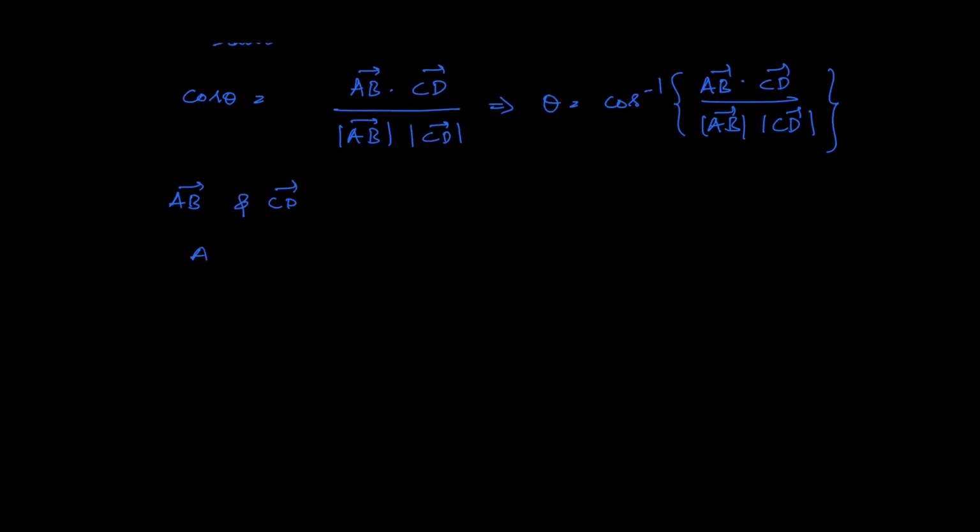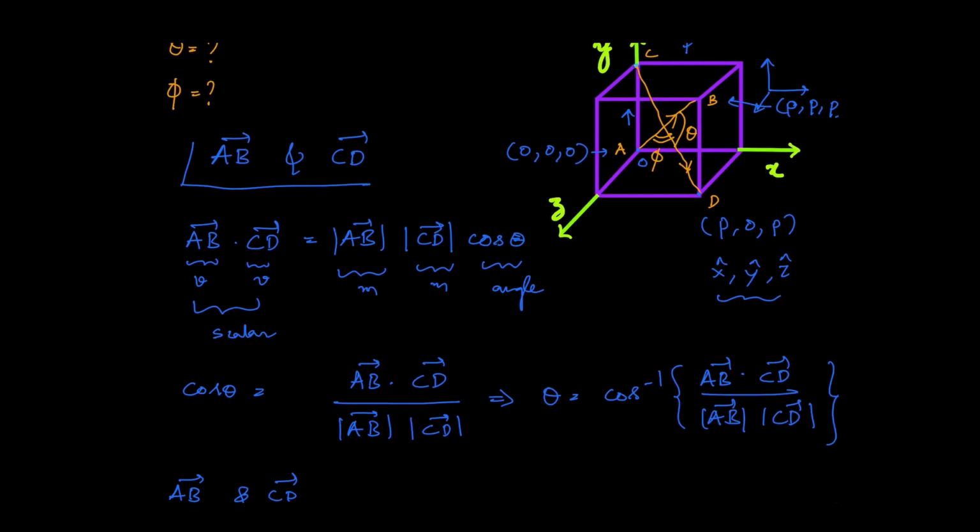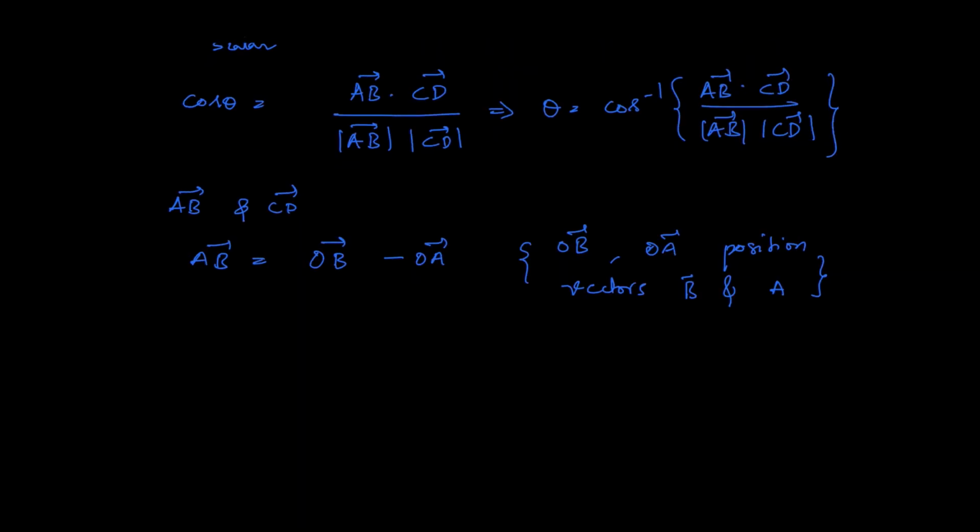Let's go ahead and find AB. From the definition of vectors, a vector AB would be defined as the position vector of B minus the position vector of A, where OB and OA are the position vectors of the point B and point A. So if you look at it here, OB would be along this direction and OA would be the point itself from O to A.